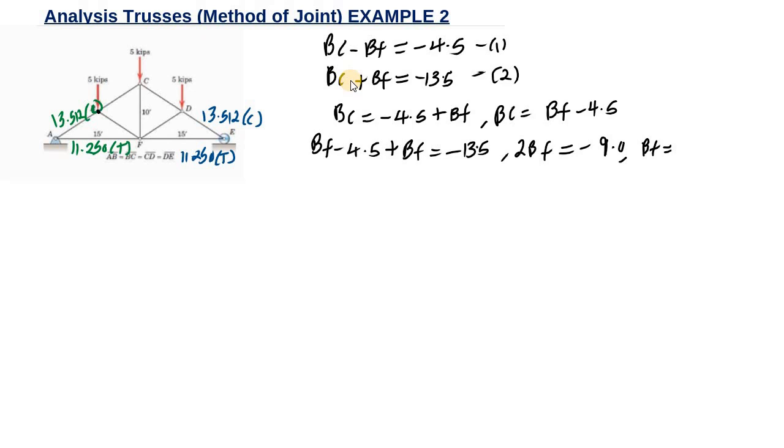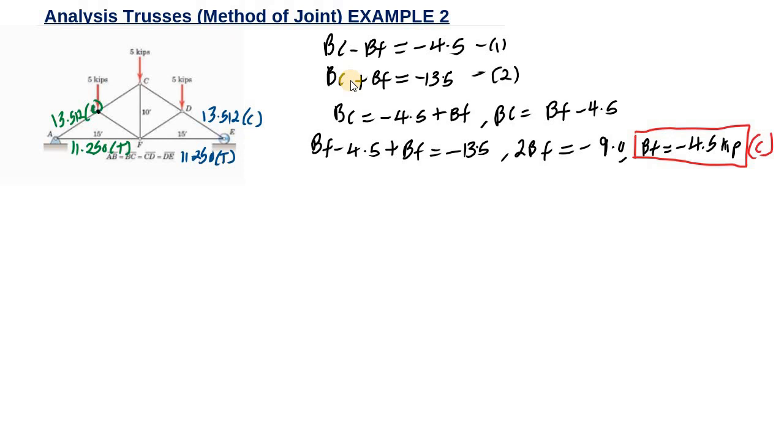So doing this, we are going to get negative 4.5 kip. So this is BF equal to negative 4.5 kip. Now, what can you say concerning this? Because it is negative, this means it is in compression. So this is BF, and now we need to calculate for BC.